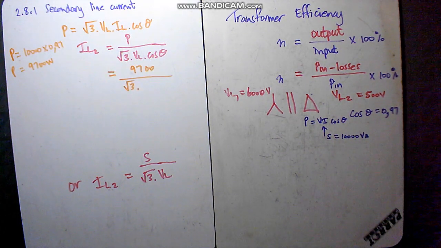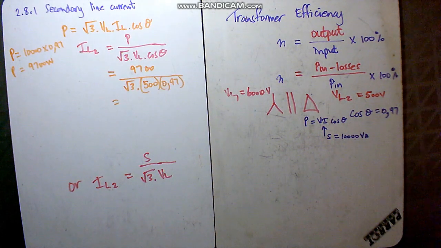Substituting our power as 9,700 because it's true power, and our VL will be the secondary line voltage because we are trying to find IL. Our secondary line voltage is 500 and our cos theta is 0.97. Plugging it into our calculator, we get 11.55.